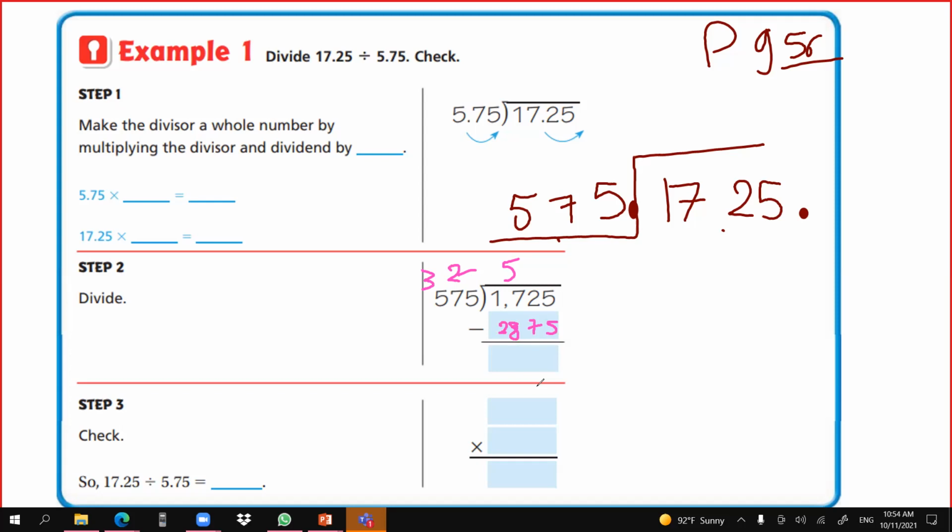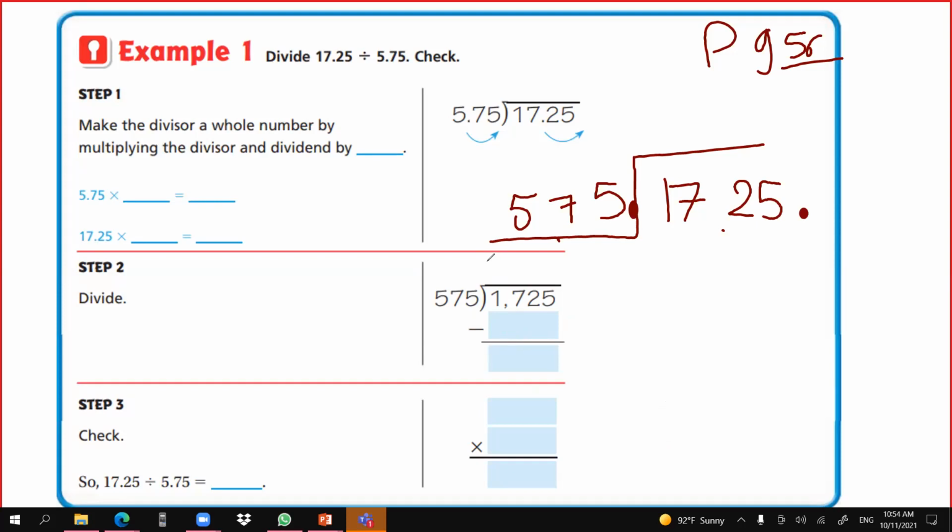So now here, can 5 work now? You have 1,725, but the product of 5 times 575 is greater than 1,725. So it's false. You have to look and give me another number. You're right. Yes, I'm going to choose 3 this time.